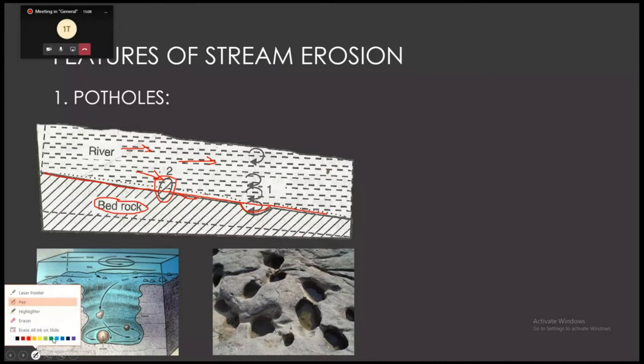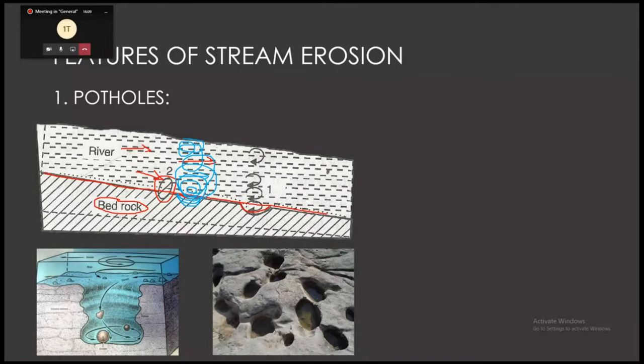Now what happens after the formation of a small hole? There may be some small grains, meaning sediments, that may enter into this small depression, and water is still flowing over the surface. As a result of the water getting into the small depression, small circular movements will take place, and this circular movement will increase the depression. So now the process is water along with sediments, which together will increase the depression or the cavity formed on the surface.